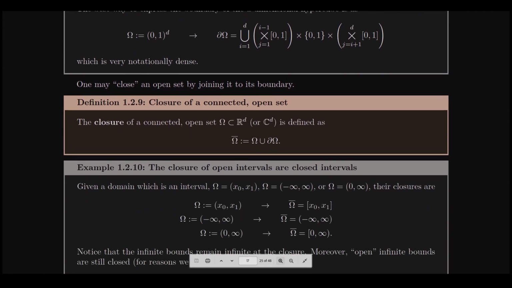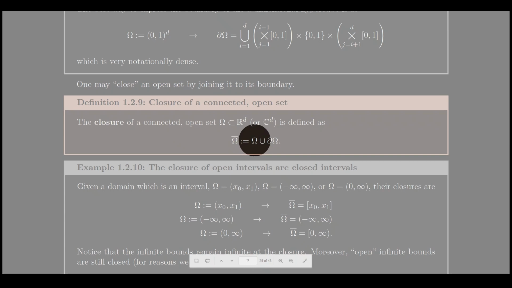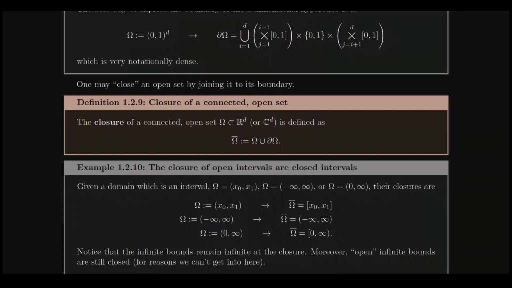Now we can talk about the closure of a set, and this is pretty important. It's just the collection that contains the set itself, and then this is that union symbol, with its boundary. So I'm just attaching the set itself to its boundary, and I'm going to call that the closure. I'm going to give it the notation of an over bar, or I'm going to put a bar over my omega.